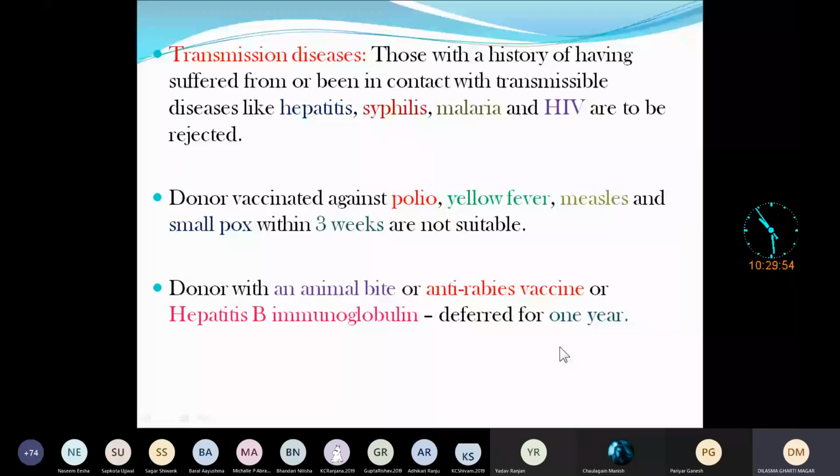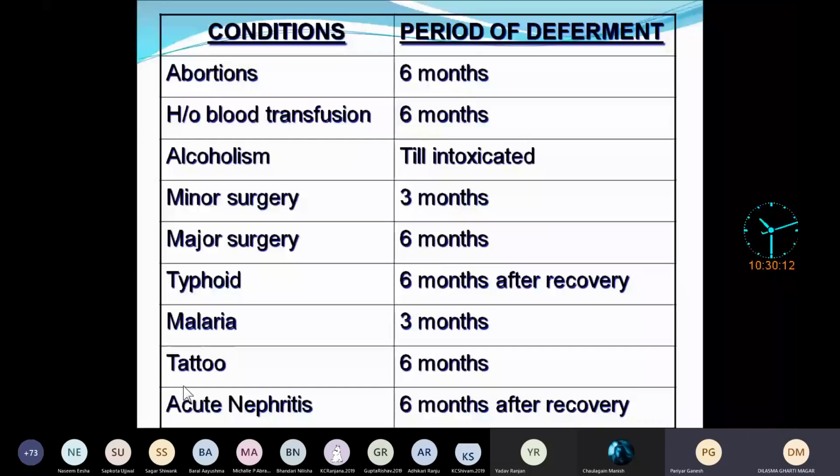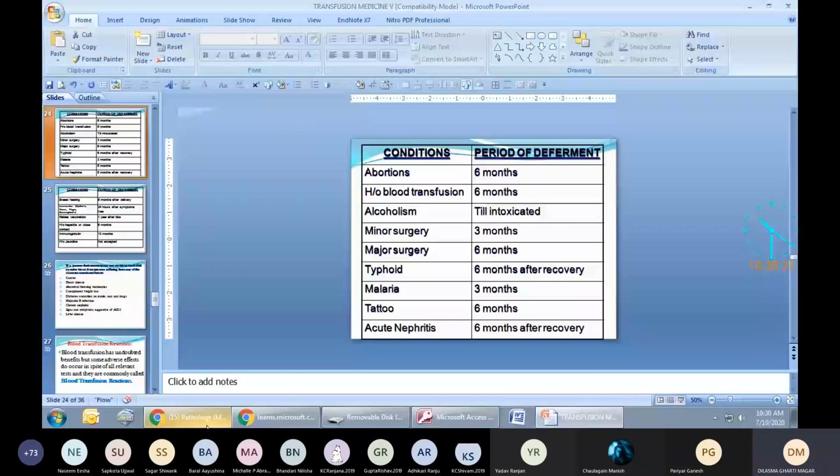So this slide you understood? Yes, sir. Okay. So now it's here in a chart. One second, okay. I'll just see the attendance.